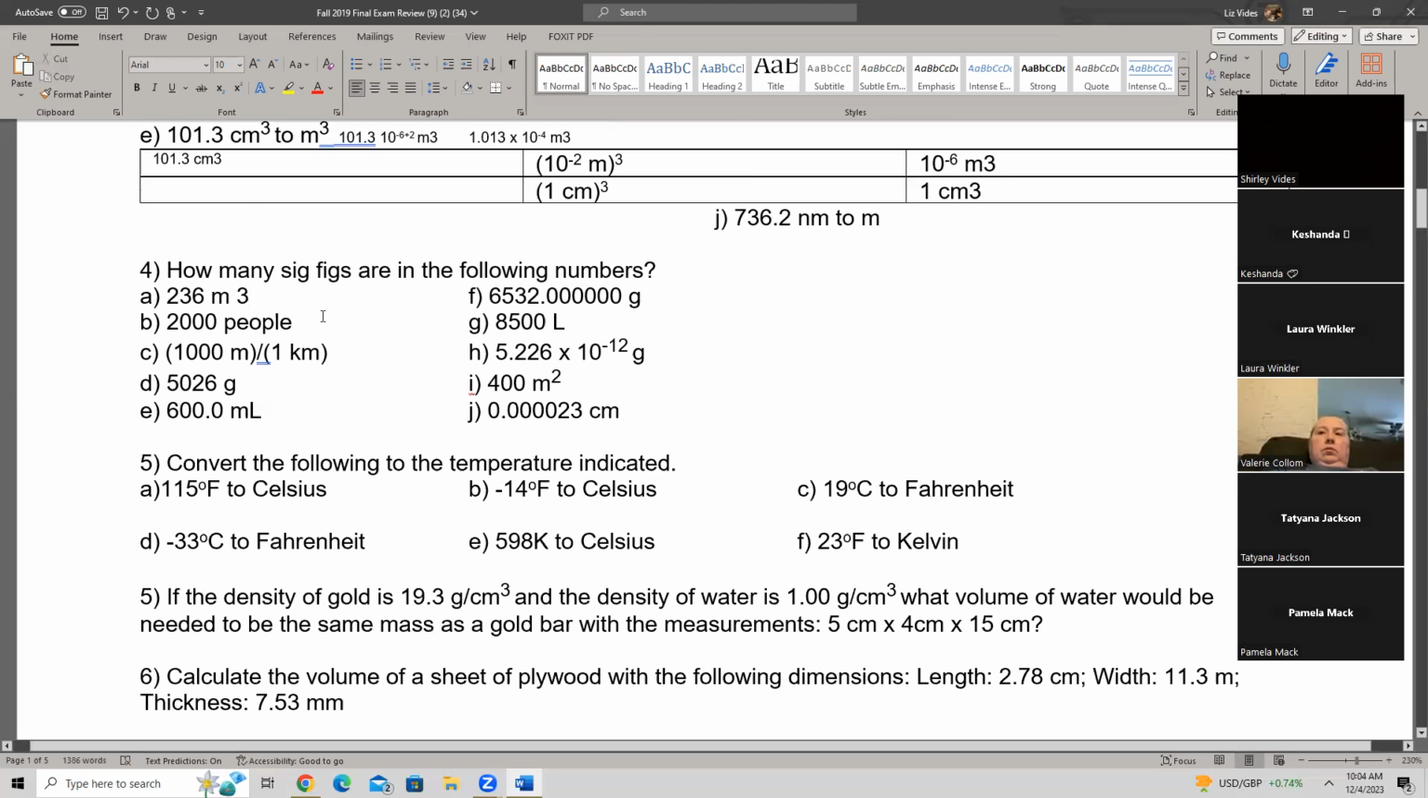And I'm only doing B because it says people. Okay, so you would say that's 4 sig figs. And that would be correct. And the reason it's not 1, right, is because every one of those people counts as 1 person. You cannot have half a person. So that's why it's got to be a whole number.